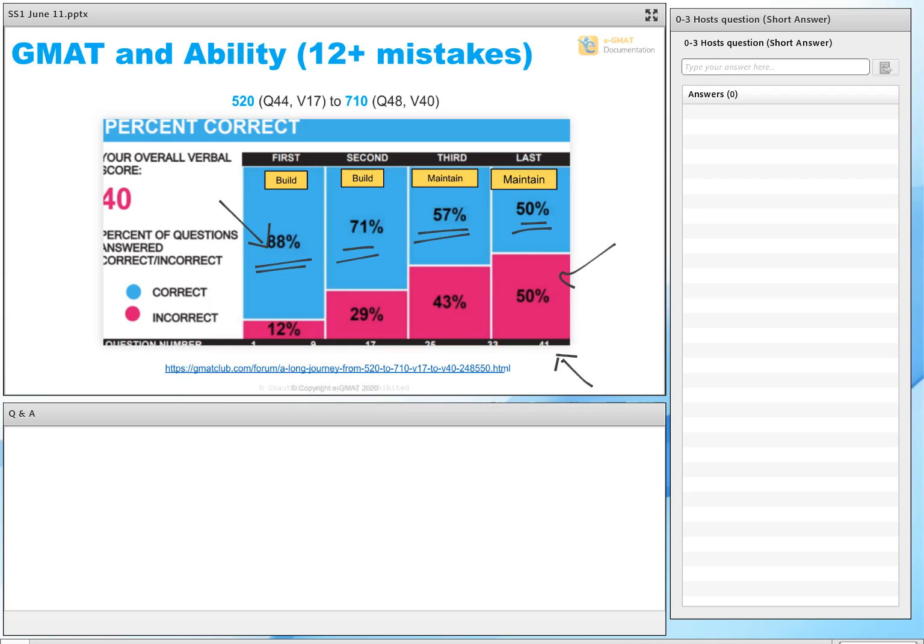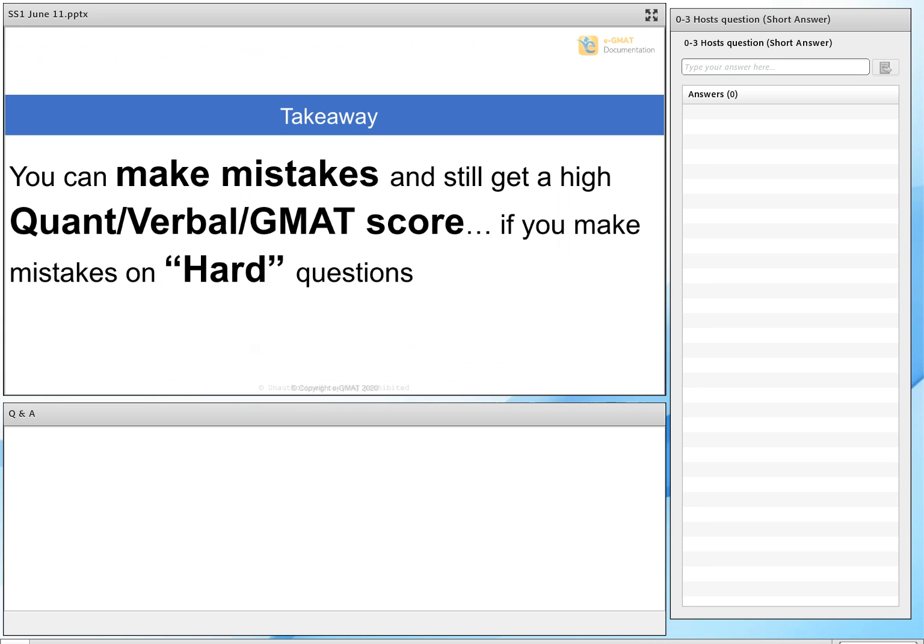Guys, if you have a question, please put it in the Q&A pod, because the short answer pod I clear again and again so that I get fresh responses. So the bottom line is, you can still make mistakes and get a high score on both quant and verbal, which eventually leads to a high GMAT score, if you make those mistakes on hard questions.